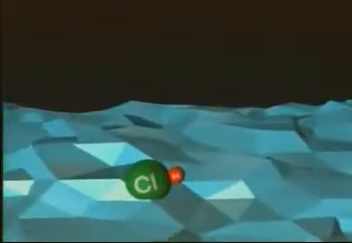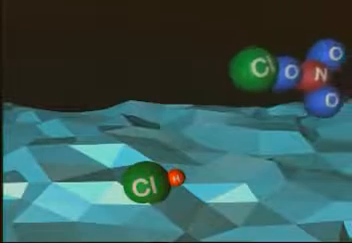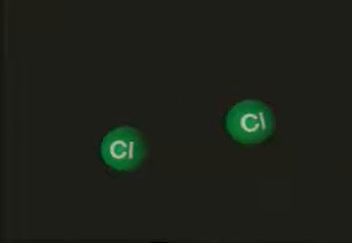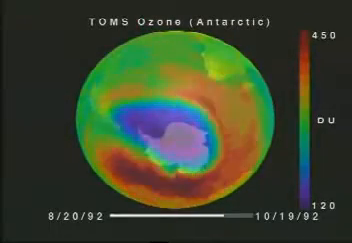Over the Antarctic continent, ice clouds form in the cold winter darkness. On the surface of the cloud particles, chlorine nitrate and hydrogen chloride react and release chlorine. The chlorine then reacts with ozone, forming chlorine monoxide and starting the catalytic ozone destruction cycle. The massive ozone loss over Antarctica forms the Antarctic ozone hole.